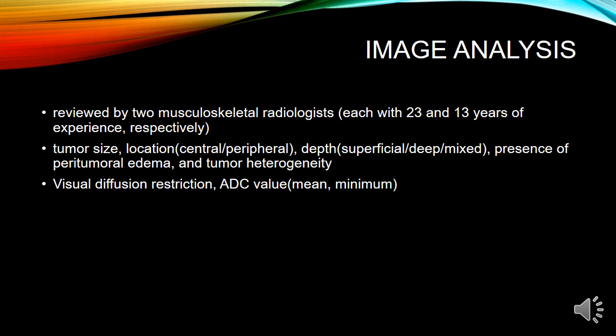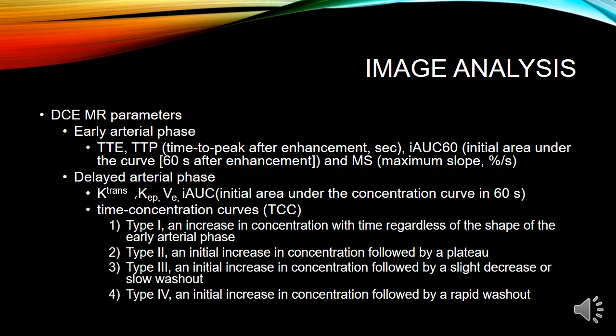Images were reviewed by 2 musculoskeletal radiologists. They evaluated tumor size, location, depth, presence of peritumoral edema, and tumor heterogeneity on conventional MR images. On diffusion-weighted images, visual diffusion restriction, mean and minimum ADC value were evaluated. DCE-MR parameters were as follows. In early arterial phase, TTE, TTP, IAUC60, and MS value were obtained. In delayed arterial phase, K-trans, KEP, VE, IAUC value were obtained too. And the reader determined the type of time concentration curves.